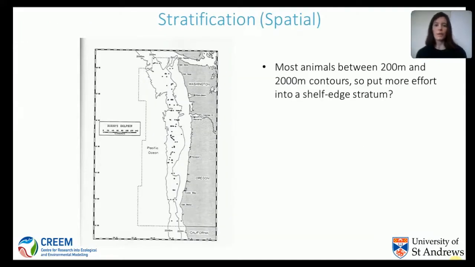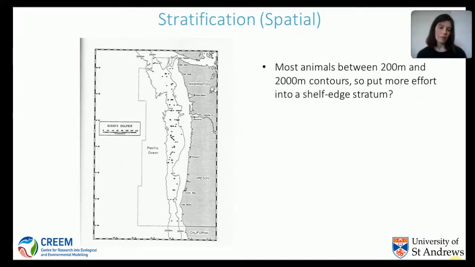So we're just finishing up with an example of a stratified analysis, and these are some of the things that you might come up against. Here we have some information about Risso's dolphin distribution off the coast of Washington and Oregon in the US. You can see that most animals are between the 200 meter and 2000 meter depth contour. You can see dots distributed not really close inshore, but equally not so far offshore.